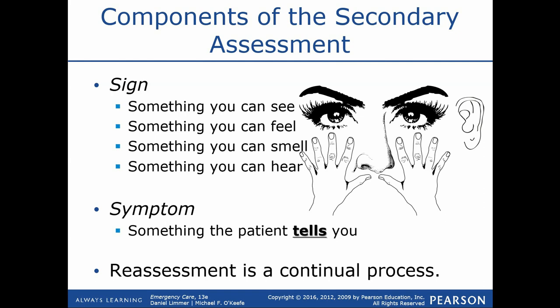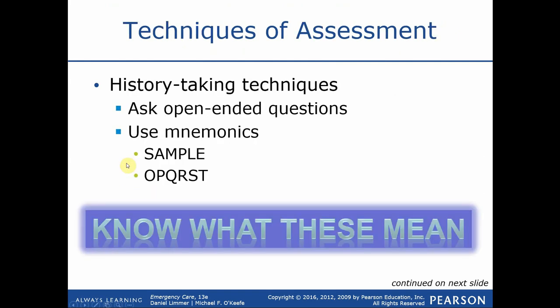We can utilize the sense of smell to identify the presence of incontinence or vomitus. We can obviously utilize our sense of hearing so that we can not only hear what the patient says to us, but also identify things like airway sounds, respiratory noises, lung sounds, and those types of things. And then keep in mind, too, that reassessment is a continual process. We are always repeating all steps of the assessment algorithm continuously throughout the entire duration of patient care.